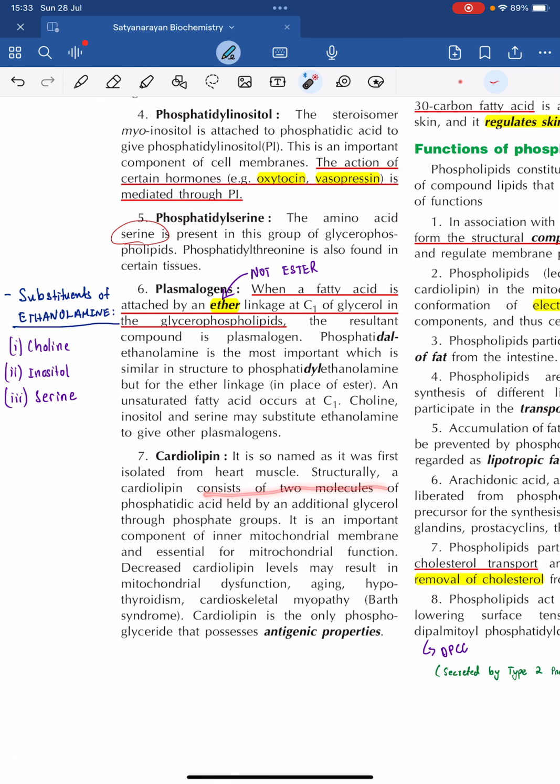Cardiolipin consists of two molecules of phosphatidic acid held by additional glycerol through phosphate groups. It is an important component of inner mitochondrial membrane and essential for mitochondrial function. Decreased cardiolipin levels may result in mitochondrial dysfunction, aging, hypothyroidism, cardioskeletal myopathy, and cardiolipin is the only phosphoglyceride that possesses antigenic properties.